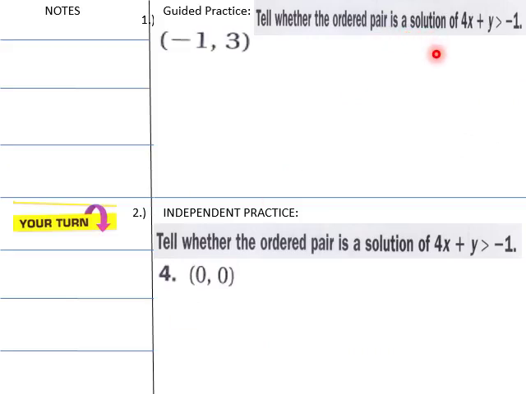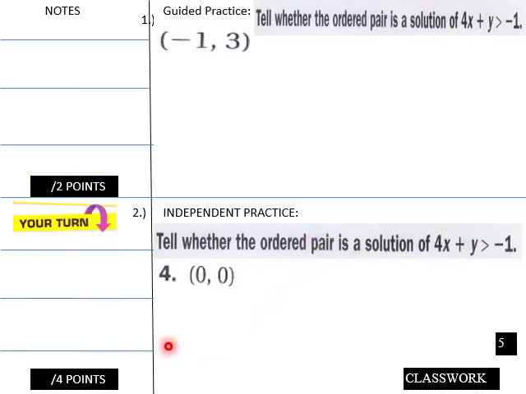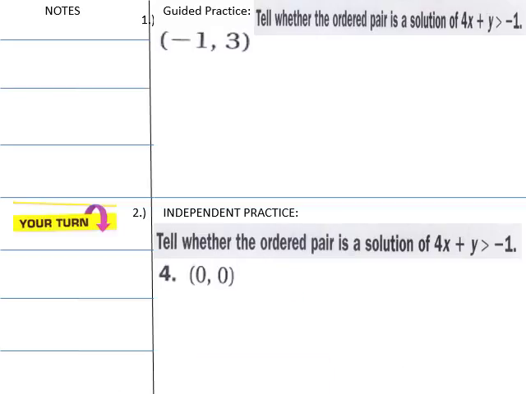Tell whether the ordered pair is a solution of 4x plus y is greater than -1. We have (-1, 3). Students, this is yours down here. Check this. See if this is a solution to this inequality here. 2 points, 4 points. Answer sheet. If you need more room, attach a sheet, students.